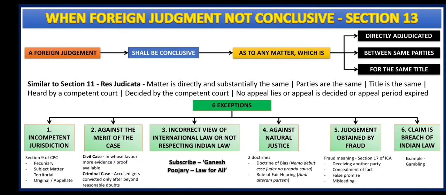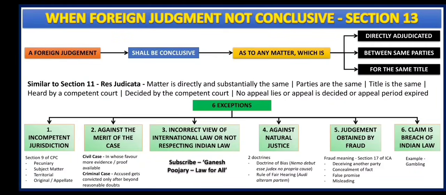You can visit my playlist for Principle of Natural Justice, where again I discussed these two doctrines in independent videos. So you can get more details in that particular videos. With that, I am moving to the fifth exception. The foreign judgments are not conclusive if the judgment obtained by fraud is the fifth exclusion. Now, the beauty of law is we cannot read one single law with that particular law. We have to understand a law as a combination of many laws. Now, what is fraud?